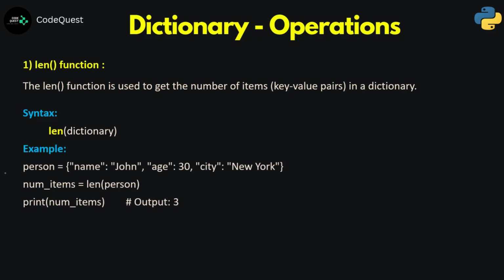For example, here, let's say we have taken person, having this as one item altogether holding a key value pair. This is another item. This is the third item. So when I calculate the len of this dictionary, that is person, and store it in a variable and print it later, I'm getting 3. So there are 3 elements present in this particular dictionary.